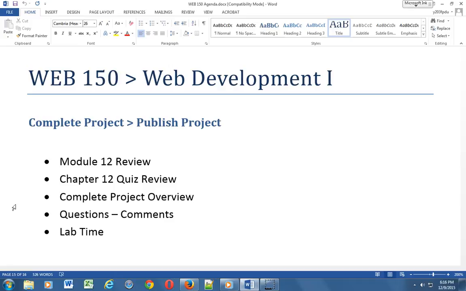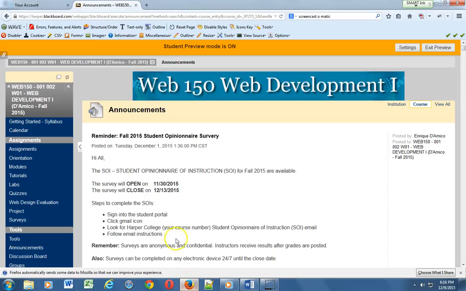But before we get to that, I would like to go over Module 12 review. That is last week's module. I'd like to go over the quiz for Chapter 12 and then look at the last module you have and the assignment within, like we typically do. So let's hop over to Blackboard. I'm going to go to modules.